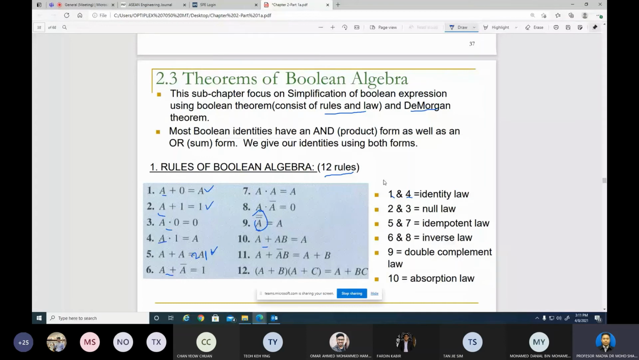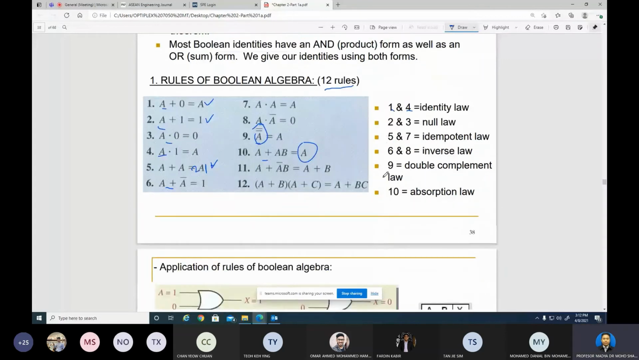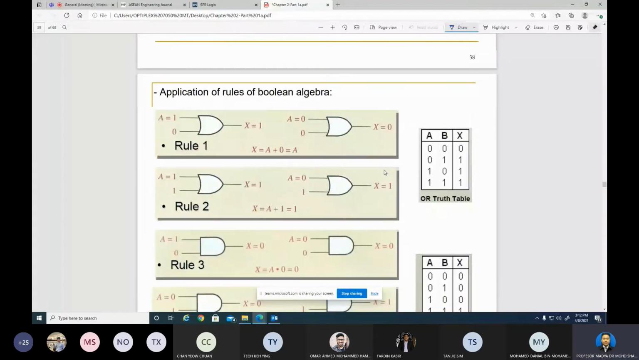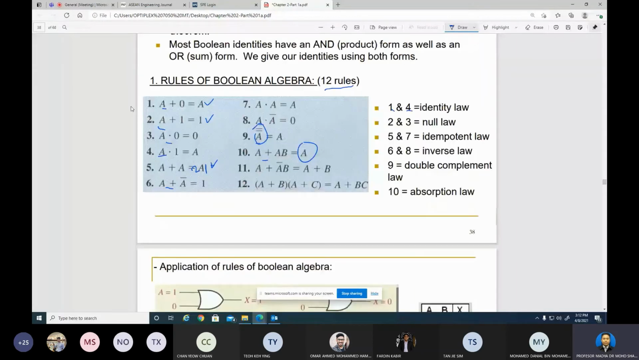So you can see this one, we call it the rules. You can see how they prove each rule. They do it step by step, showing the application of the rules of Boolean algebra. You can see rule number 1 here: A plus 0 will be A. So this will be the proof.